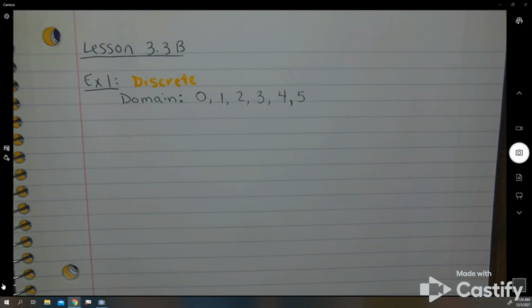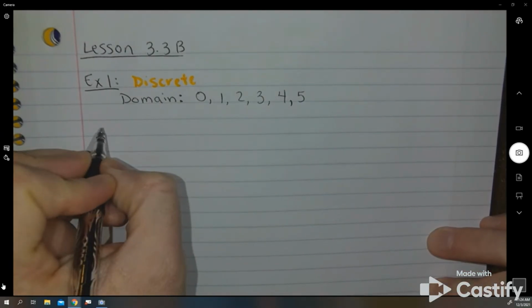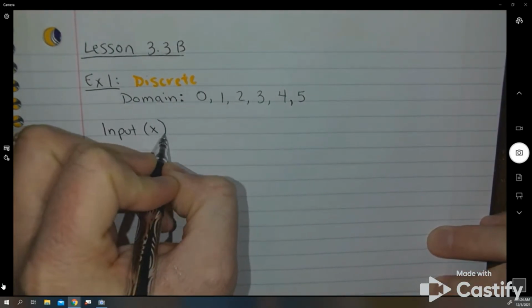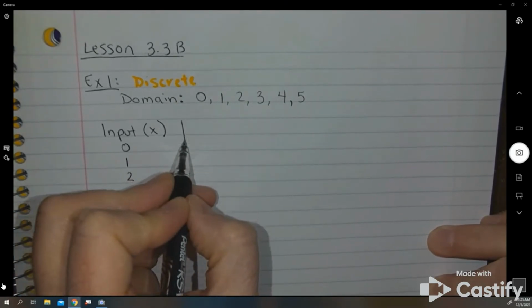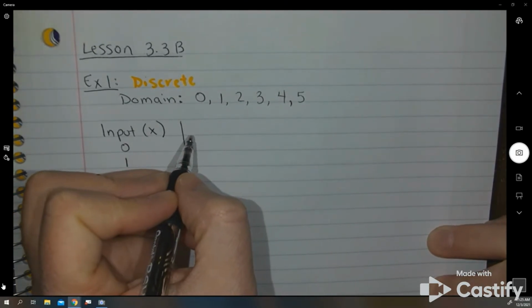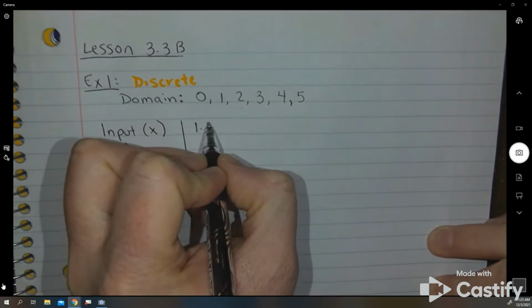In order to graph this, we need to have some points. So I'm going to make a quick input-output table. Our input is our x, which we just decided our domain was 0 to 5: 1, 2, 3, 4, and 5. We've got our rule, which says that each bottle costs $1.25. So 1.25x is our rule.